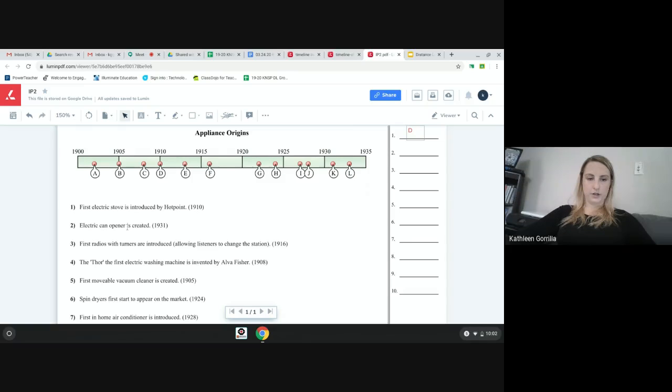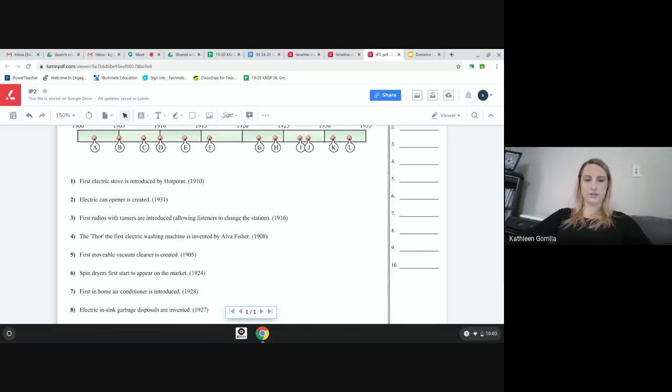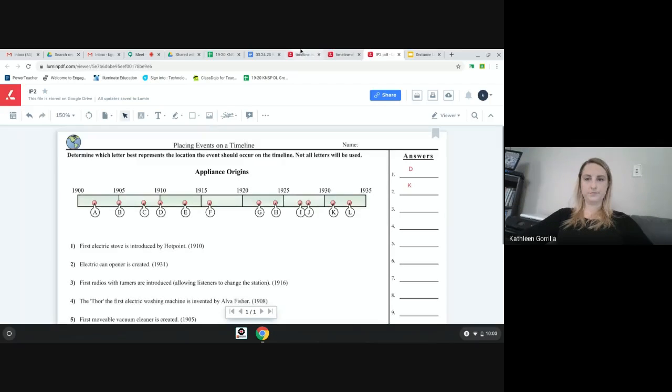Electric can opener is created in 1931. So let's go all the way to 1930. And when we think about 31, if we went back, the numbers are getting smaller, so we want to go up, where the numbers get bigger. So I'm going to guess it should be K, because if we went to L, we're getting kind of close to 35, right? So K will be a good answer for where 1931 would be. Okay, so you're going to go ahead and continue to answer the rest of these questions as well.